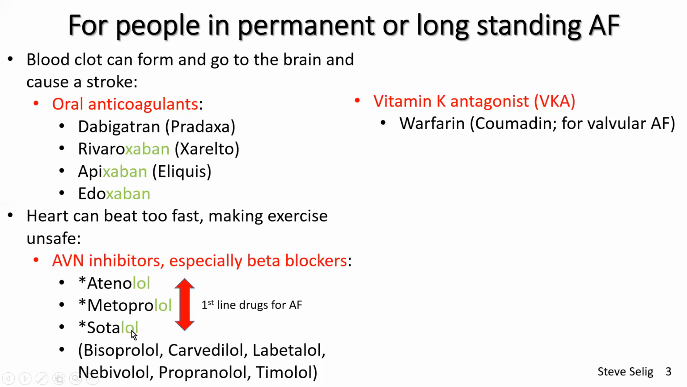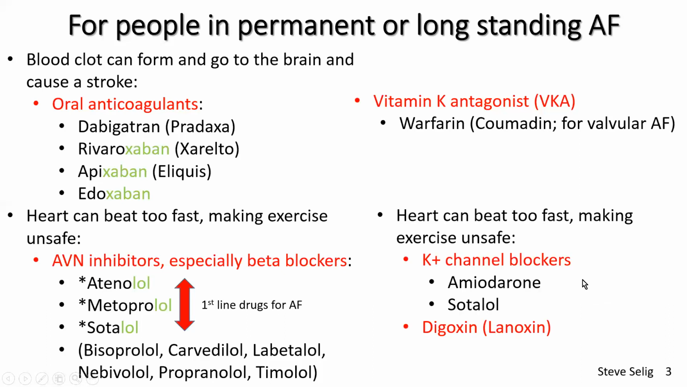You'll see sotalol come up another couple of times in this video. So these are the first-line drugs for rate control in atrial fibrillation. But there are other alternatives that can be given too, and that's the calcium channel blockers, which are basically membrane stabilizers in terms of electrical stabilization. The two main drugs being amiodarone and sotalol. And the third main drug I want to alert you to is digoxin or Lanoxin, and one of its actions is that it blocks the AV node to slow down the conduction through the AV node.